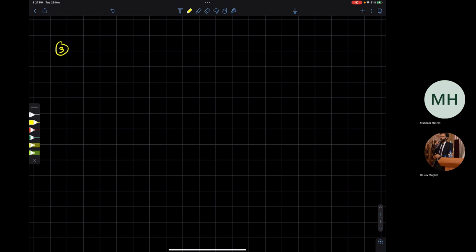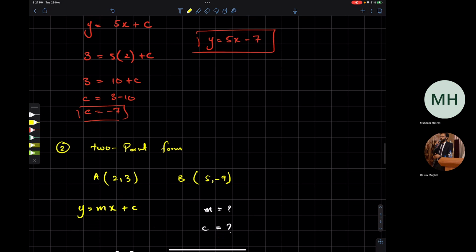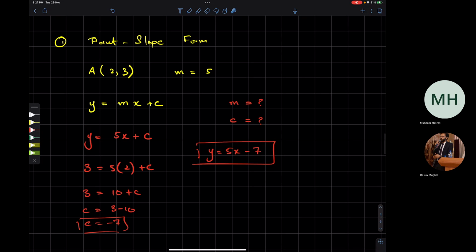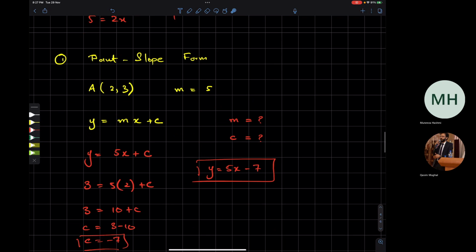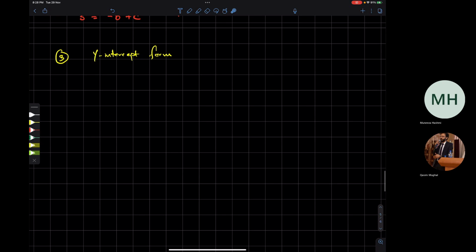Third case was y-intercept form. It's just like the first case, where out of these two components, one of the components was given already. Over here, instead of m, you will be provided with the value of c. So for example, the examiner tells you that a line passes through (2, 3), and the y-intercept is -5. Find the equation of the line.